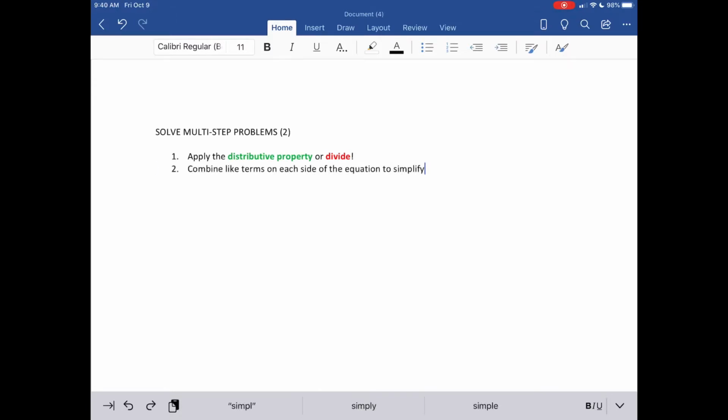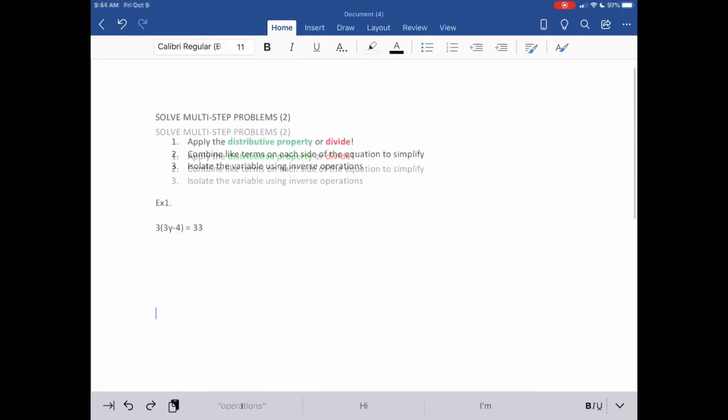Next, we're going to combine like terms on both the left and the right side of the equation so that we can simplify. And third, we are going to isolate that variable, and we're going to do that by using our inverse operations. So let's start with our first example.